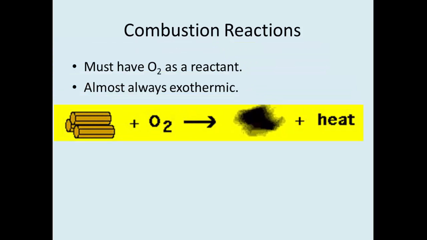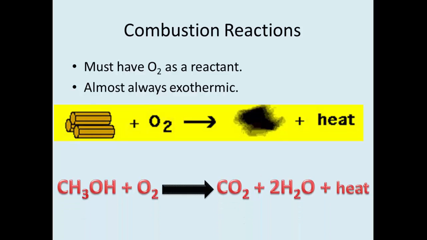So this is just a generic one. If you have wood and the presence of oxygen, you can burn it and you get coal and you get heat off of that. So anytime you burn anything, you can feel that heat coming off, and that's because it's a combustion reaction. This is actually rubbing alcohol, and you're going to put it with oxygen, and then when it combusts, so you can actually burn it off, you're going to get CO2, which is carbon dioxide, water, and heat.